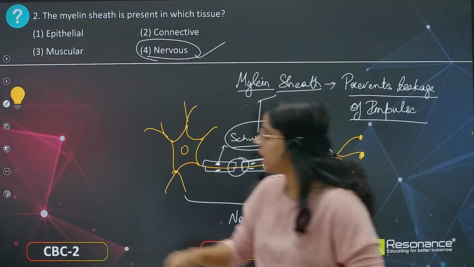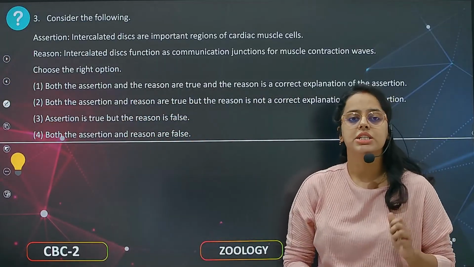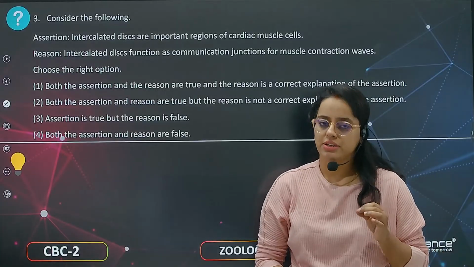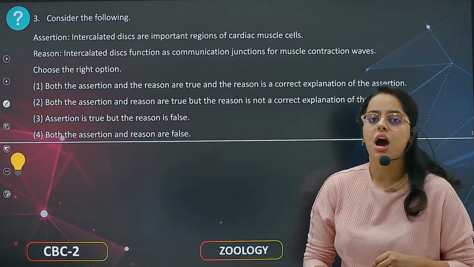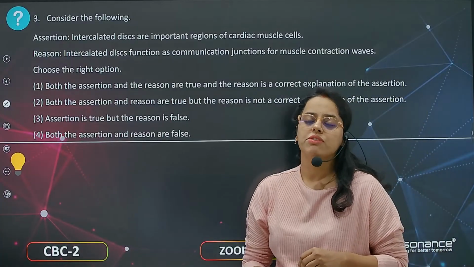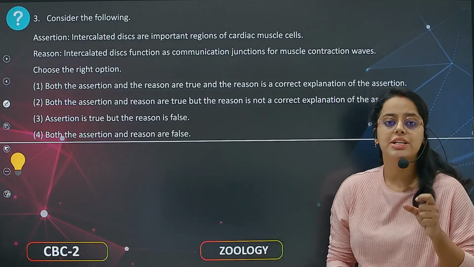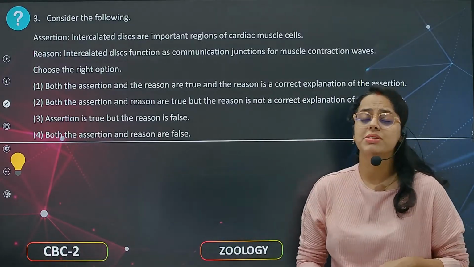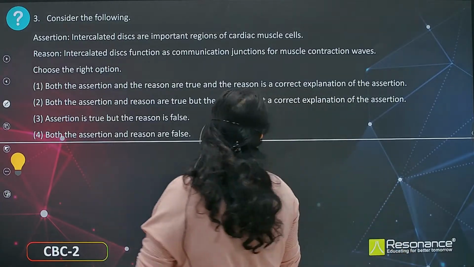Okay, now coming to the next question. Question number 3. Consider the following: assertion and reason. Intercalated discs are important regions of cardiac muscle cells. So this is the assertion. Intercalated discs are important regions of cardiac muscle cells. Yes, it is present.